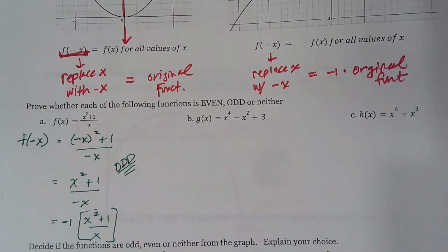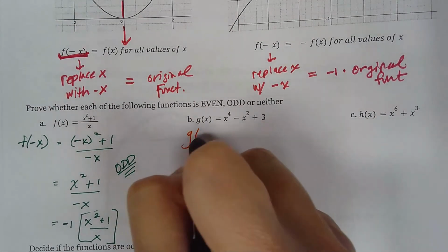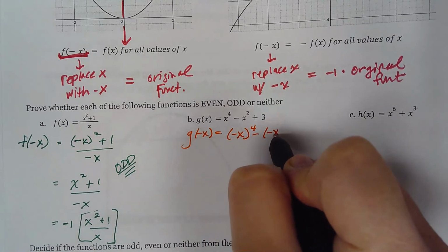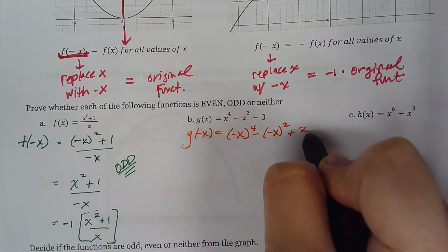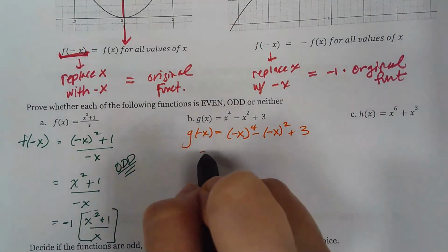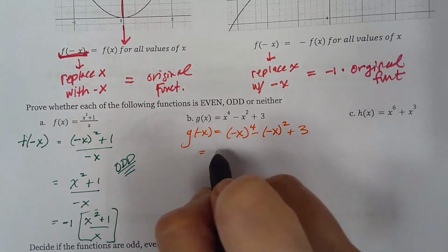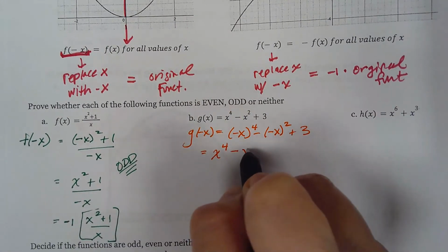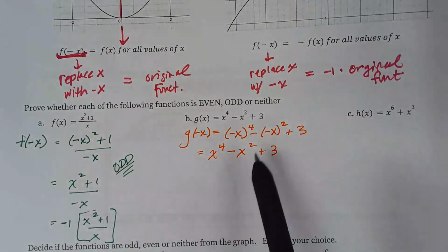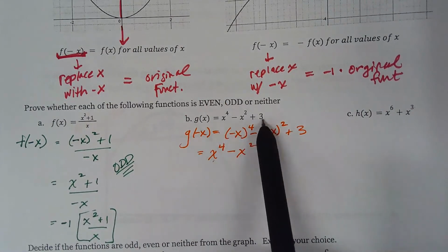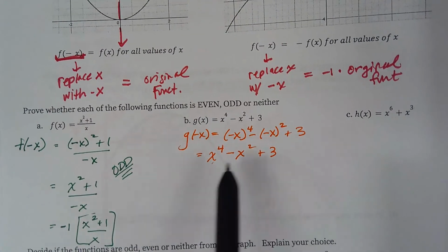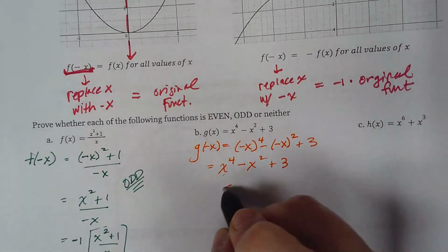Let's try another one. On g of x, I'm going to plug in negative x. I get negative x to the 4th minus negative x to the 2nd plus 3. I put that negative x in parentheses. It helps. A negative number to an even power is positive, so this is x to the 4th minus x squared plus 3. Look at this function right here. It's the exact same one as what we had. So when I input negative x, I get my original function out. That's your even function. So this is even.